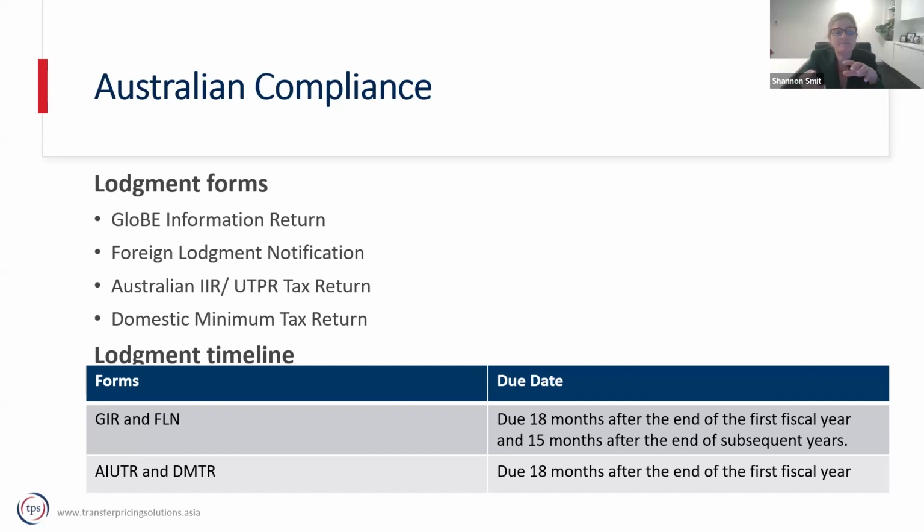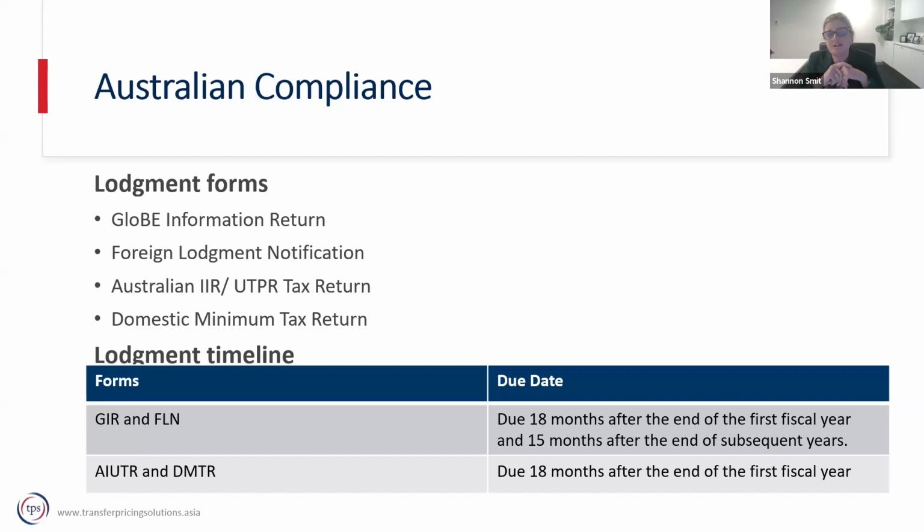So the GIR and the FLN are going to be due 18 months after the end of the first fiscal year and 15 months after the end of subsequent years. Then we're going to have the UTR and the DMTR, which will be due 18 months after the end of the fiscal year. I think there's probably going to be a lot of confusion around the timing. So once we get some clarity, I'd be putting those dates in the calendar, so to speak, to make sure you get those right.